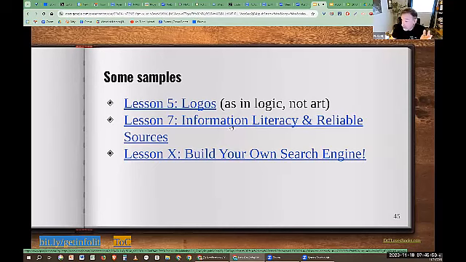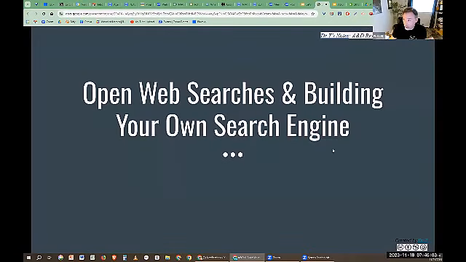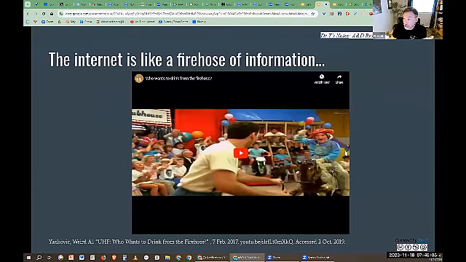We talk about information literacy and reliable sources. We're getting a little short on time, so I'm going to skip over these. But the build your own search engine one, like I mentioned, great, easy to do. Google lets you build your own CSE, custom search engine. And those instructions are all here. You could share them with students or staff, and they're super easy to do.